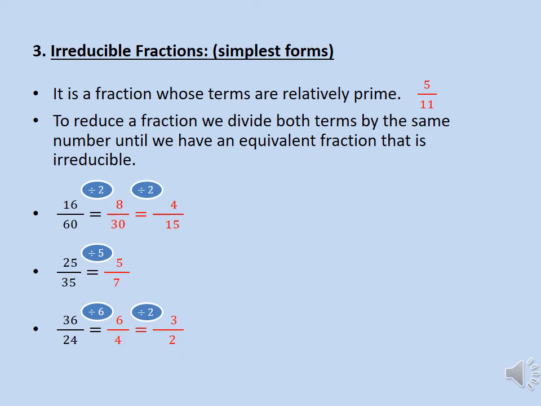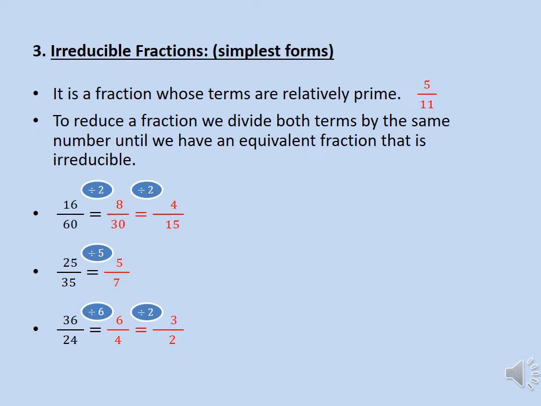16 over 60 divided by 2, we get 8 over 30. 8 over 30 can also be divided by 2 to get 4 over 15. Now 4 over 15 is the simplest form. It cannot be divided anymore. It is the irreducible fraction.